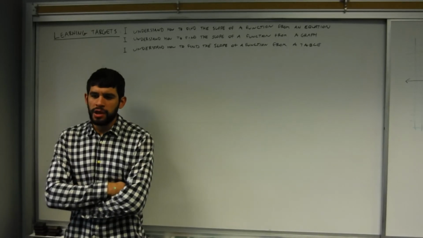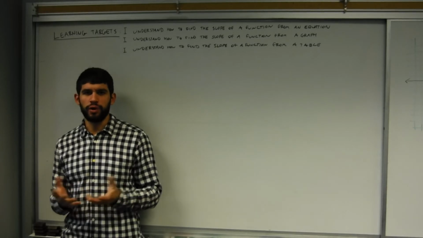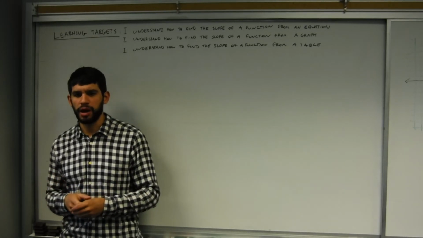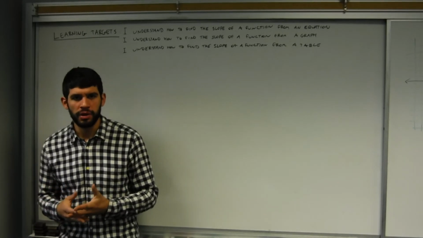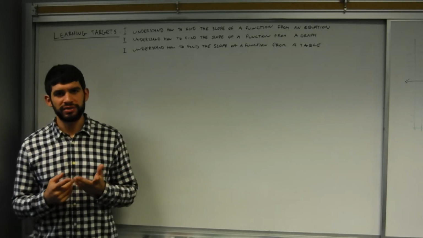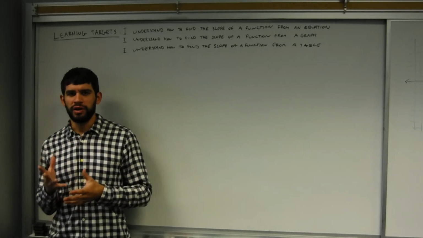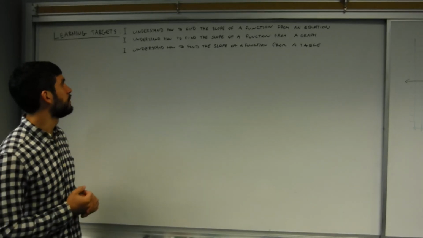Hello. If you recall in our last lesson, we learned what linear functions are, and we learned how to graph them given 2 points. So that's our background info. Today, we're going to look deeper at the slope of a linear function. We have 3 learning targets, which are all about slope. We're going to learn how to find the slope of a function from equations, graphs, and tables.